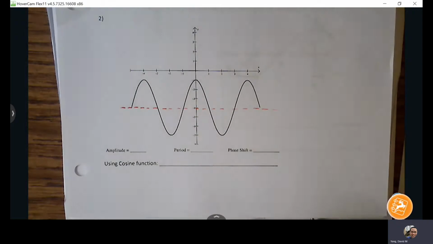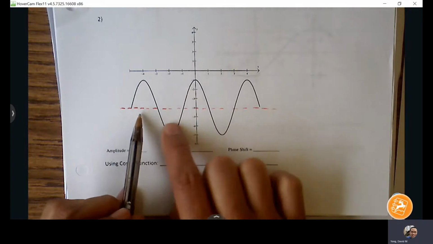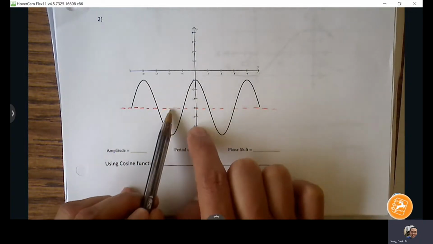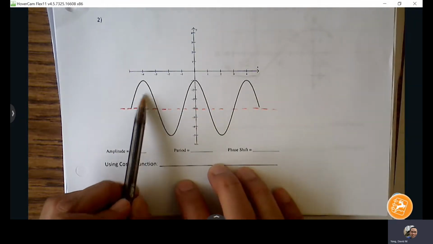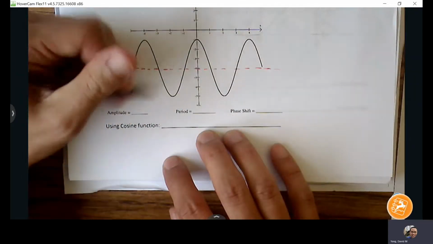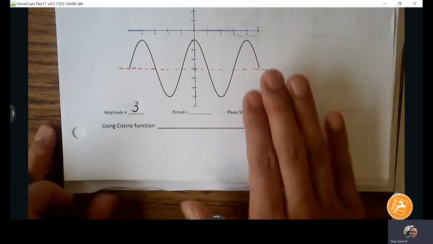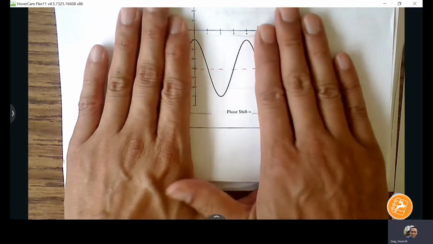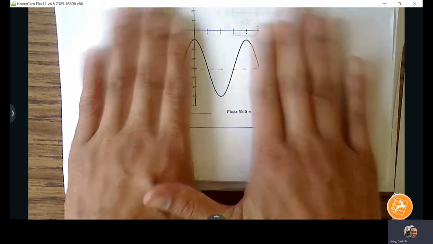Okay. So now that I have my center, I'm able to count from the center to the max or center to the min. These should all be the same distance. And so what is that distance? 3. Okay, so we can say our amplitude is 3. Okay, amplitude is 3. Period is going to be from beginning of the cycle to the end of the cycle. So what's the period of this cosine function? 4. Okay.